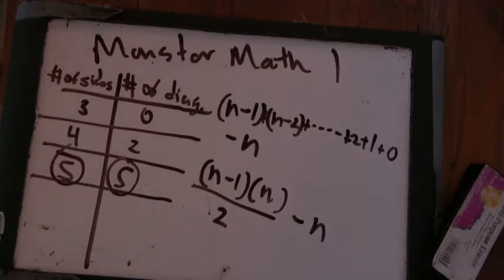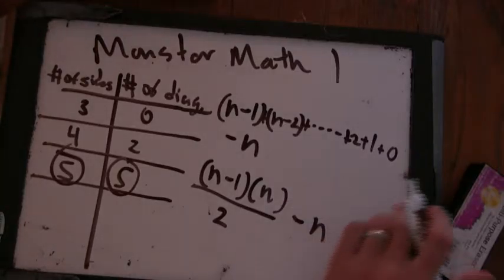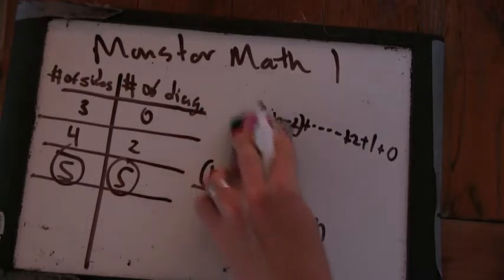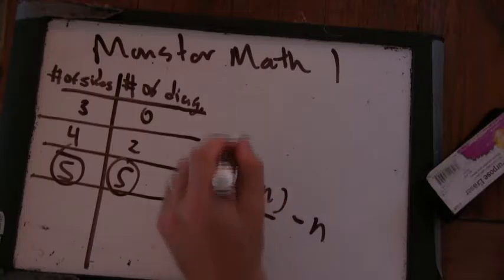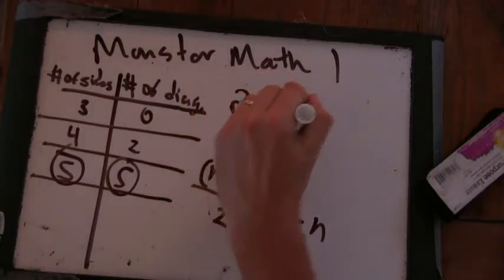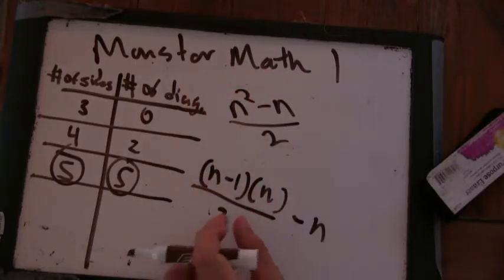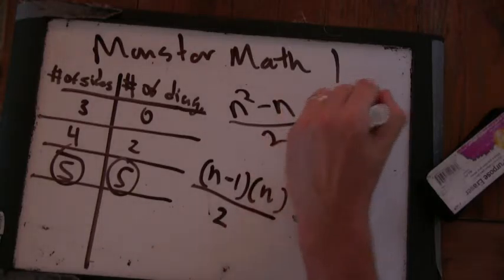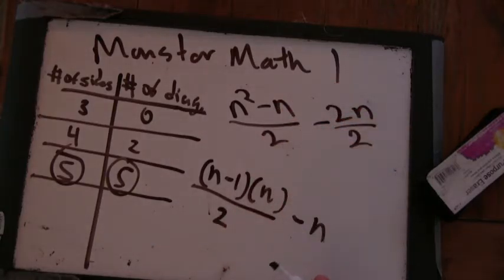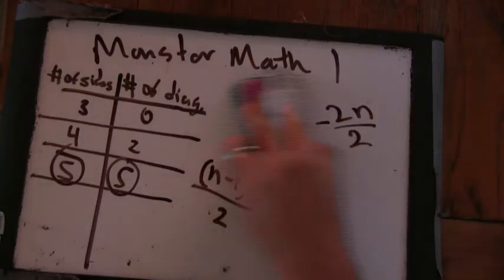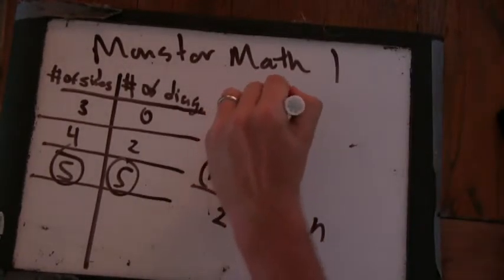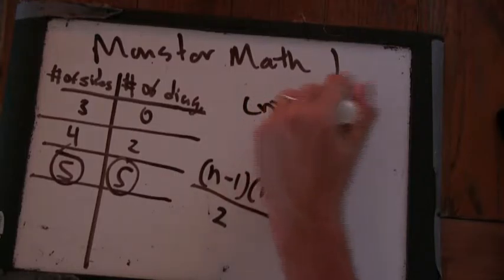All right, so if we simplify this, we just get a common denominator of 2. So this is n squared minus n, that's this part, minus 2n over 2. So we get n squared minus 3n over 2, or n times n minus 3 over 2.